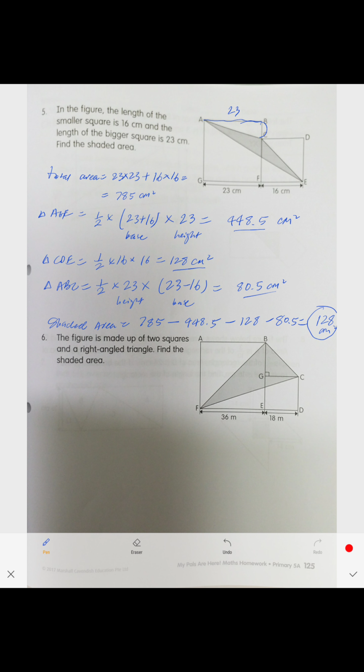Problem number 6. The figure is made up of 2 squares and a right-angled triangle. Okay, that's interesting. So 2 squares, 1 square and then another square, and then this small right-angled triangle, right triangle. Find the shaded area. How do we do that?